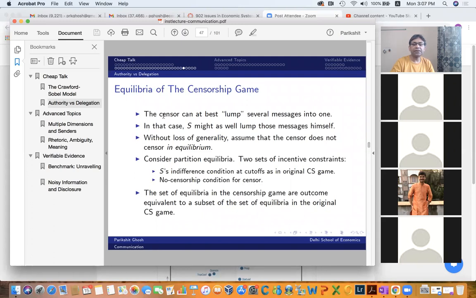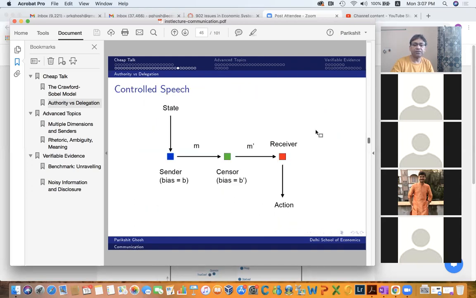So the most the censor can do is lump some of the messages that it gets from the sender. For example, if the sender creates 3 ranges, 3 intervals, say theta is from a high, middle, or low interval, what the censor can do, if it wants, is lump together the low and the middle interval. So even when it has heard from the sender that theta is in the middle interval, it can tell the public, no, it has come from the low interval.